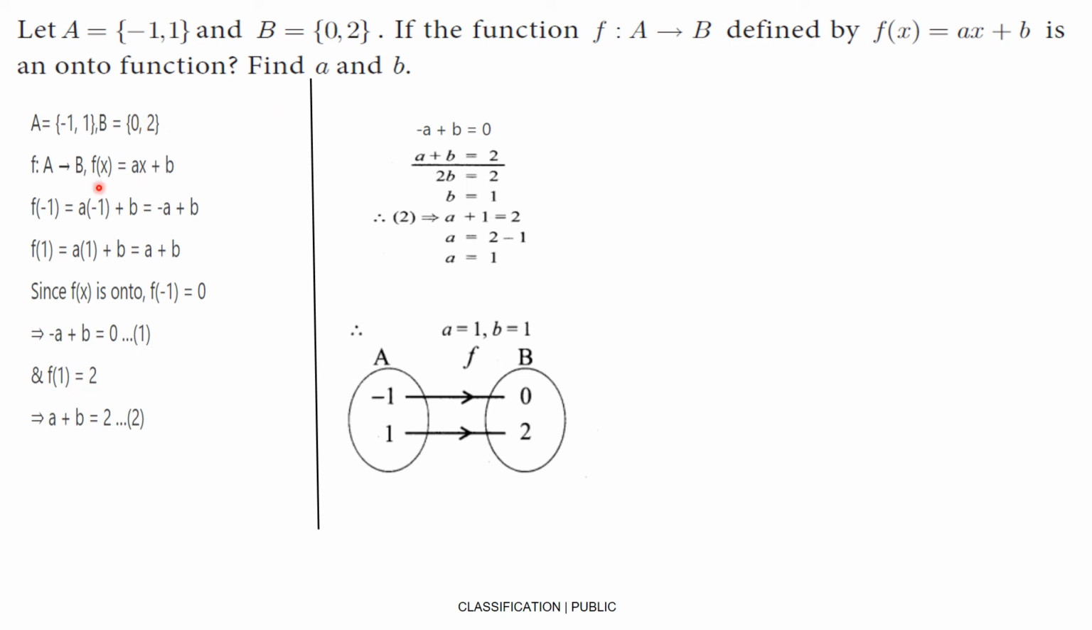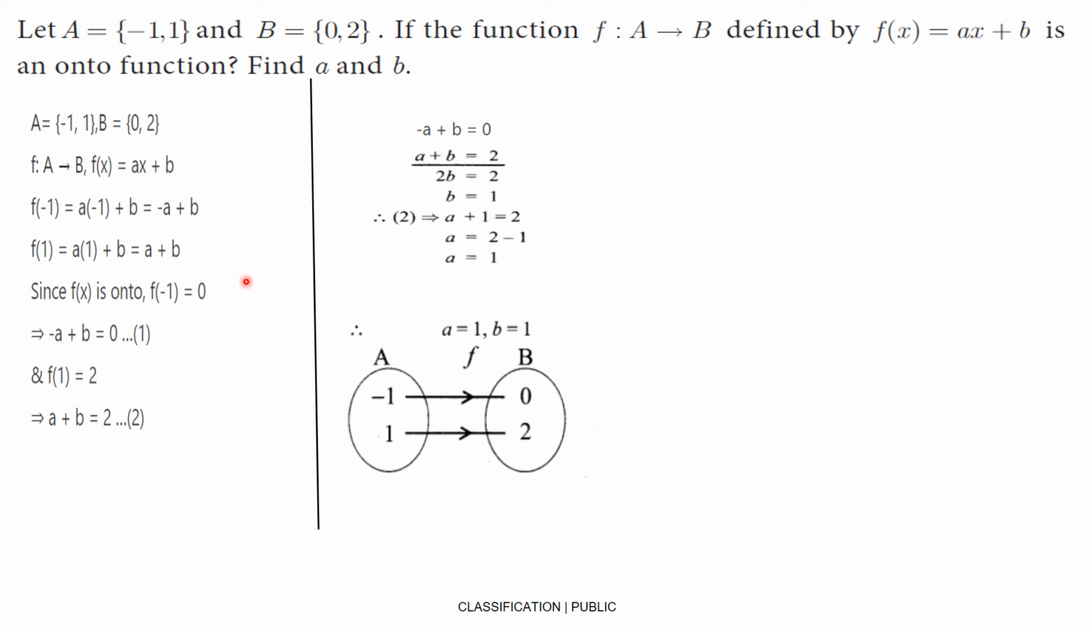So f of x equal to ax plus b. So you substitute the value for x, minus 1. So a into minus 1 plus b, minus a plus b. F of 1 means a into 1 plus b, a plus b. So what is its relation? f of minus 1 equal to 0.